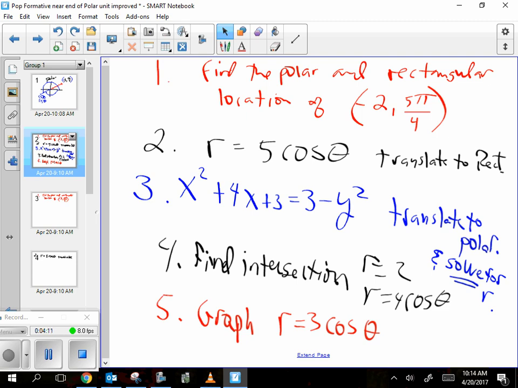All right, so some things you'll need to know on this, just like stuff you should have memorized. This is a test where a few things memorized would be really handy. What is x squared plus y squared equal to? All right. X can be written in polar as r cosine theta, and y can be written as r sine theta. Okay, good.